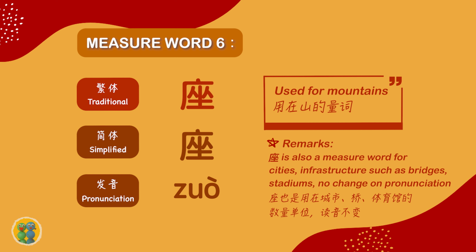座 is used for mountains, but 座 is also a measure word for cities, infrastructure, such as bridges, stadiums, and no change in pronunciation. And there are tips to remember. 座 is used for things that are big or have huge bases, such as a variety of infrastructures and mountains. And let's see the examples first.